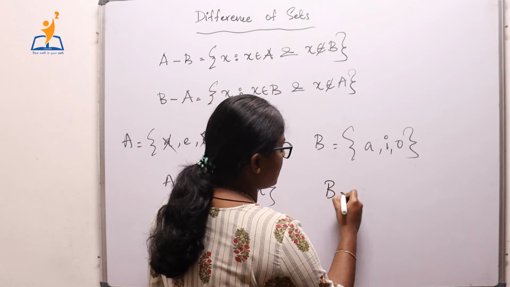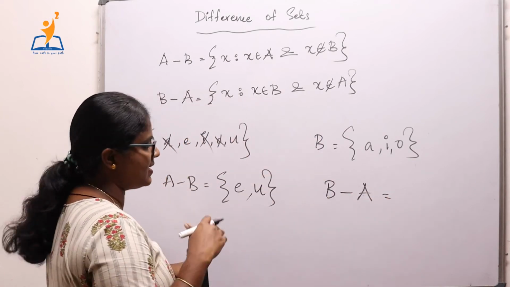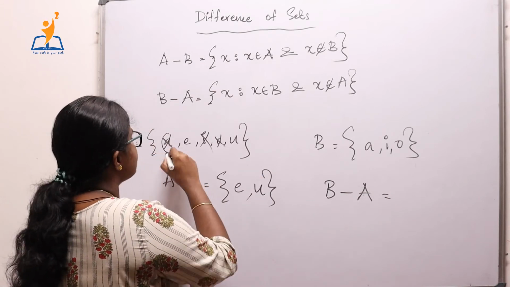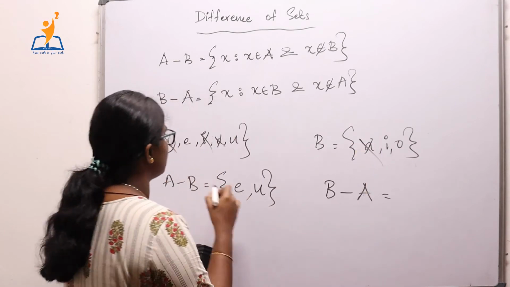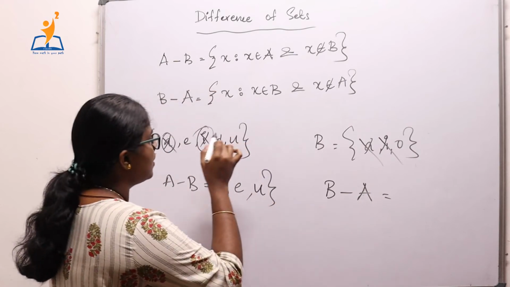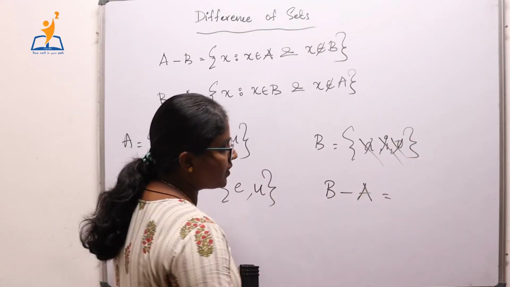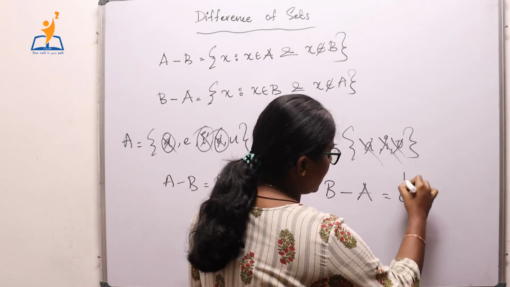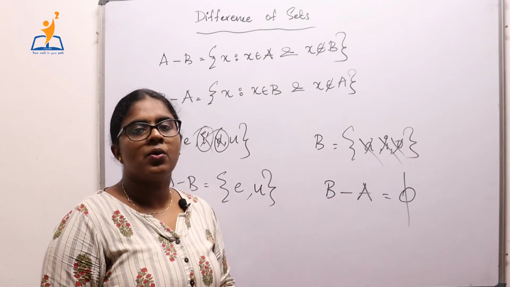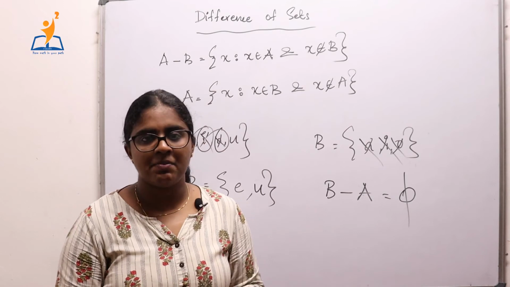Then what will be our B minus A? We have to remove from B the elements which are present in A. What are the elements present in A? a is present in A, so it should be removed. i is present in A, so it also should be removed. o is present in A, so it should also be removed. So B minus A is simply an empty set. It contains no elements because a, i and o are also present in A. So B minus A is an empty set.